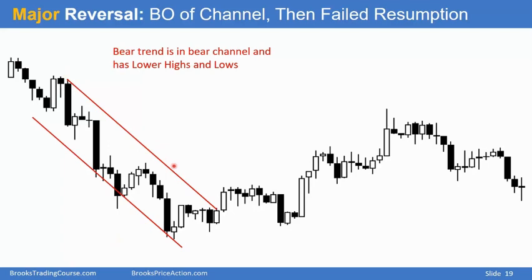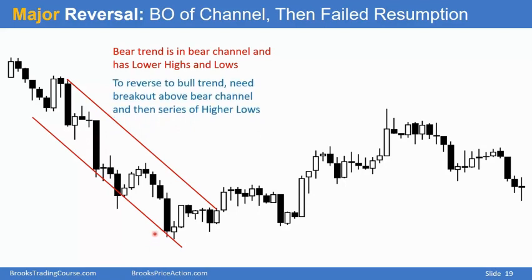A bear trend is a bear channel, and there are lower highs and lower lows. For the bear trend to become a bull trend, it has to break above the bear channel, and then it has to start to create a series of higher lows. We have a low, we have a slightly higher low, a slightly higher low, and a bull breakout. This looks like it could be the start of a bull trend, and in fact it was.